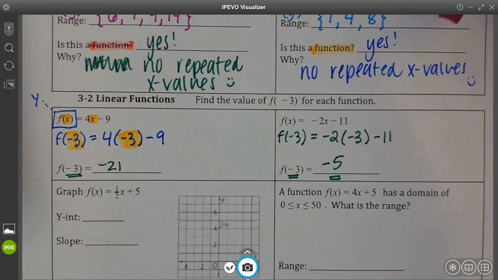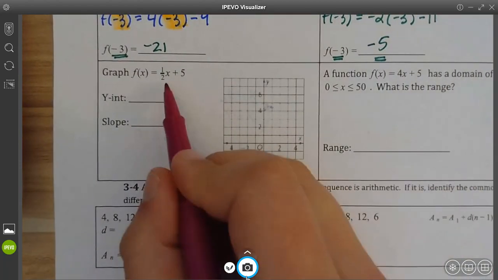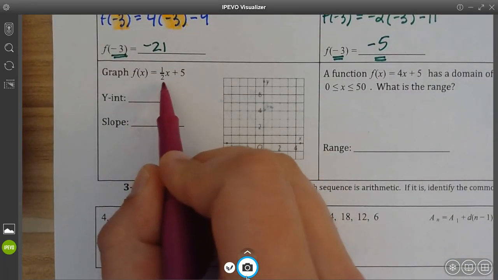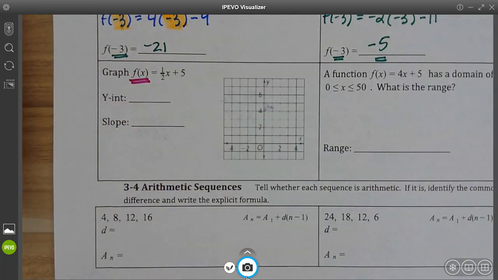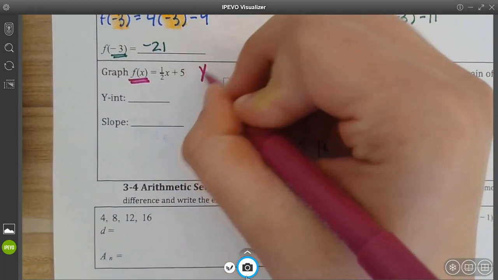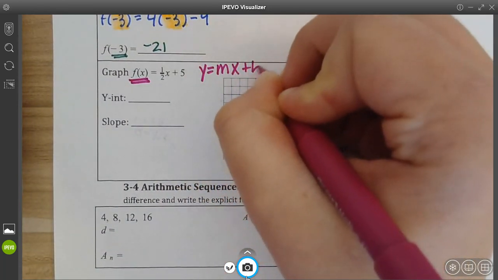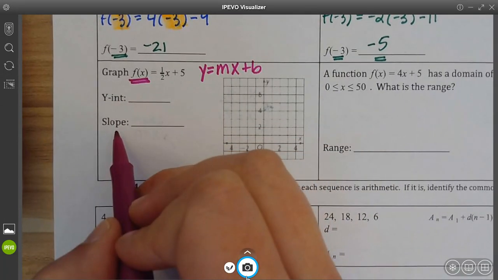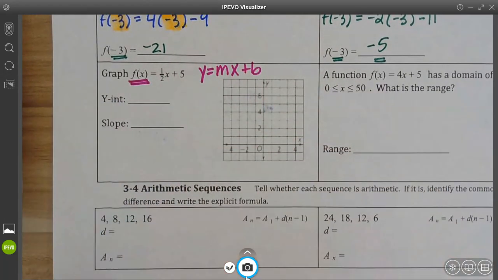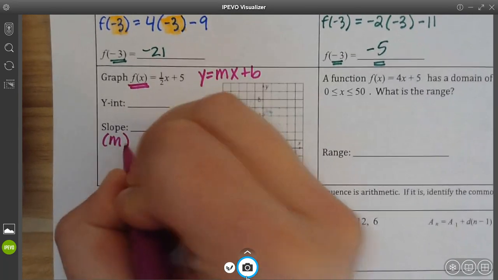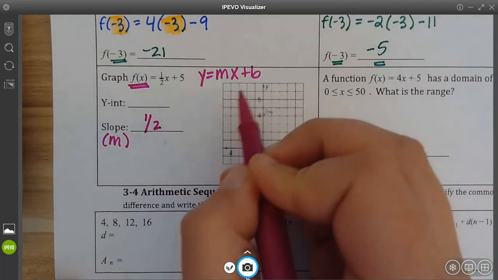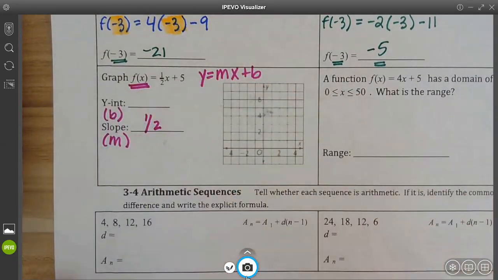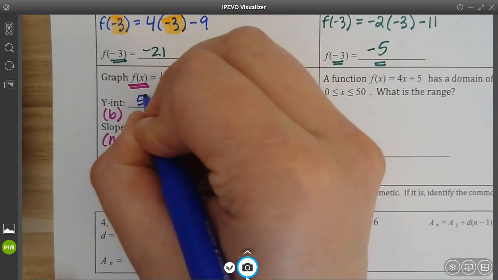The next problem wants us to graph this equation right here, f of x equals 1/2 x plus 5. We can graph this just as if this was our y value. Now this is in slope-intercept form, y equals mx plus b, so we can identify the y-intercept and slope just by looking at this equation. Remember that our slope is m, which is the number out in front of x. Our slope is 1/2, and our y-intercept is b, so the number that is represented by b is a positive 5.